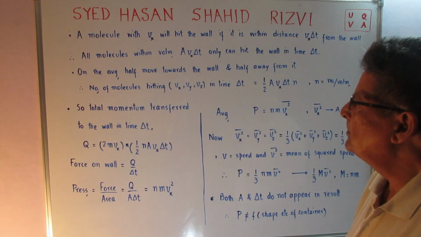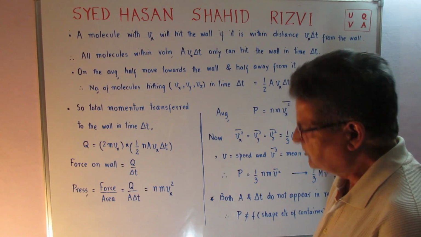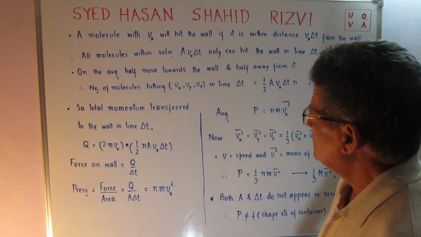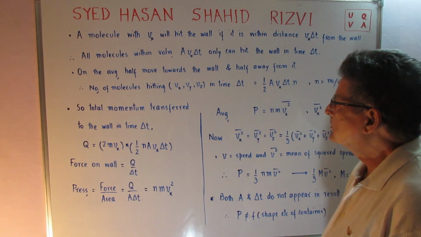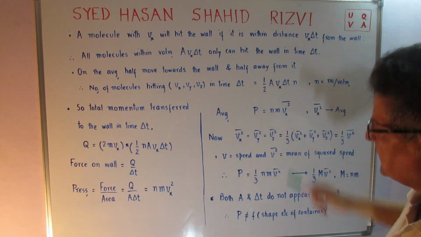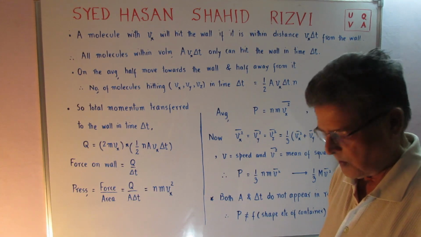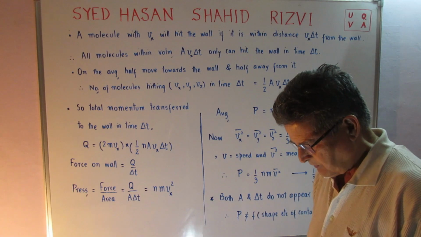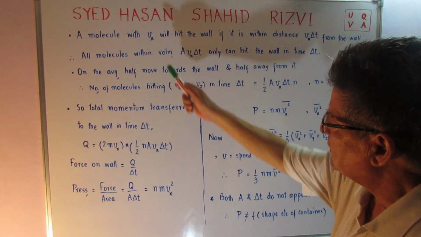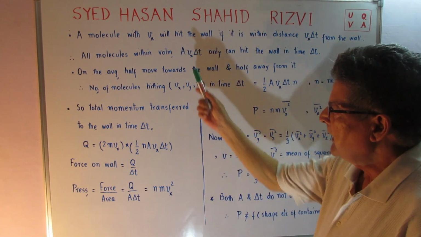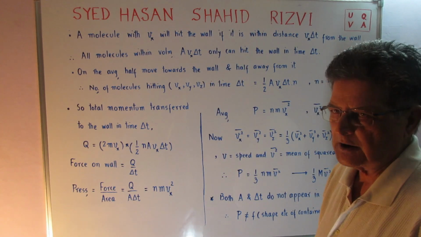So with our build-up, a molecule with an x component of velocity Vx will hit the wall, that is the YZ plane, if it is within a distance of Vx into delta t from the wall. Delta t is the time that we have taken. Therefore, all molecules within a volume A multiplied by Vx into delta t only can hit the wall in time delta t.